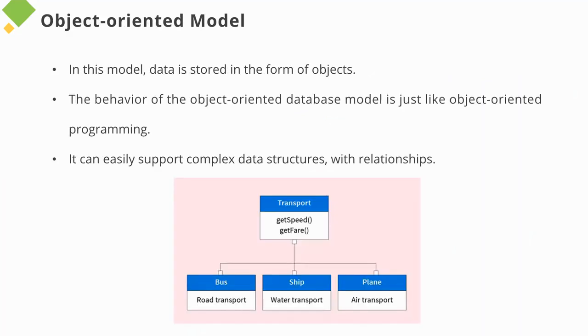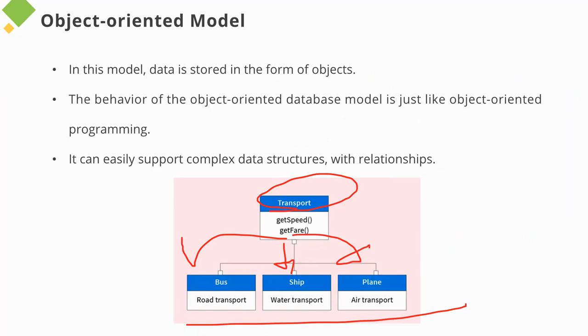Now, the next model is the object oriented model. It's stored in the form of objects. It's like a class. If you see the class and its functions, transport has the functions get speed and get fare. It's a combination of object oriented data structures in programming and a hierarchical tree structure, where transport is again classified as bus, ship, plane, etc. And these are all objects.